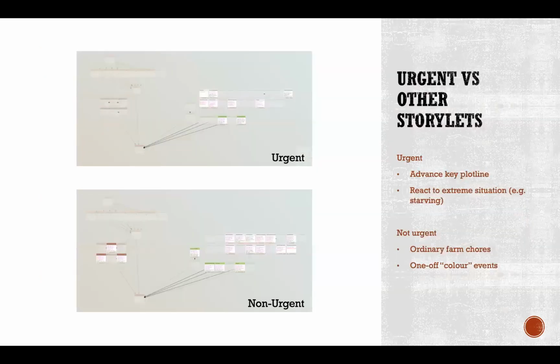So to give a sense of proportions here, on the autumn chart that I showed you earlier, some of these are urgent, some of them are non-urgent events, where urgent events are ones that are advancing key plotline things or reacting to extreme situations. Non-urgent events are ordinary farm chores and one-off things.